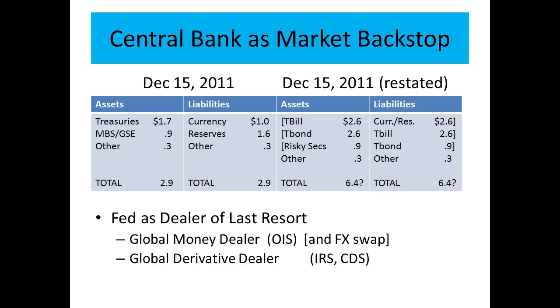But by rearranging this, you can see what the exposures the Fed was taking on are. If you have a long position in a risky security and a short position in a risk-free security, you have a credit default swap. If you have a long T-bond and a short T-bill, you have an interest rate swap. If you have a long T-bill and a short overnight, this is like an overnight interest swap.